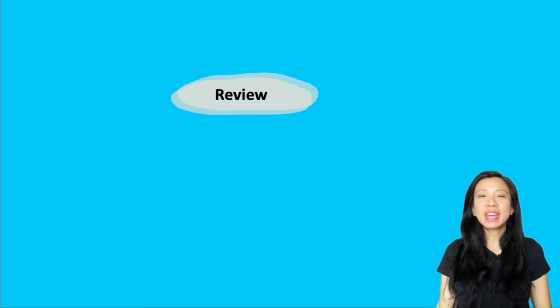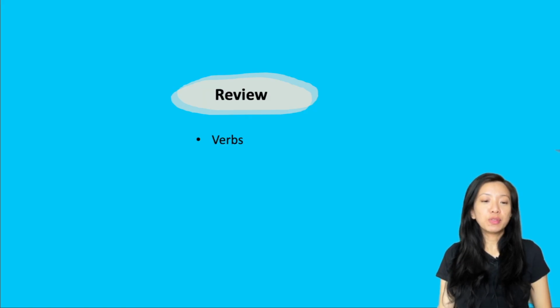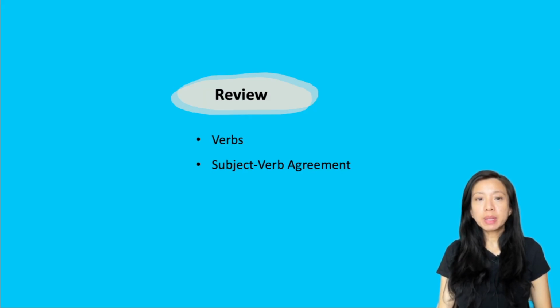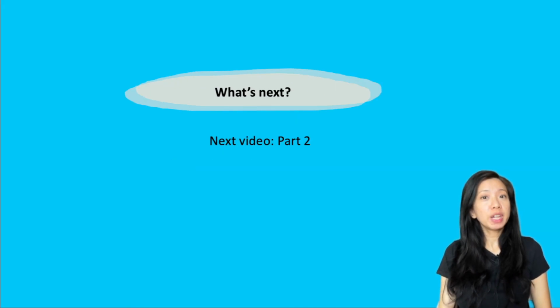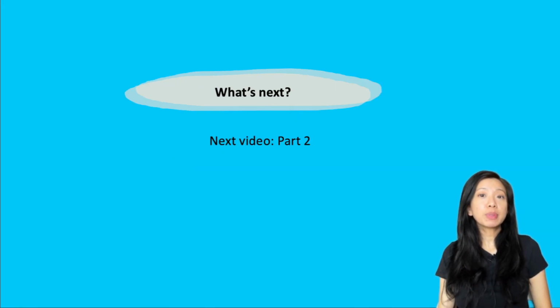Okay, so we've come to the end of part 1 of this video. Let's review the common error types that we have gone through today. And they are verbs, subject-verb agreement, and determiners. So watch out for part 2 of this video, where we're going to cover the remaining types of common errors in editing.